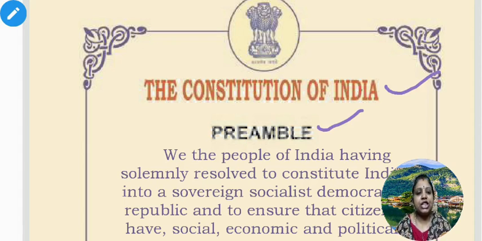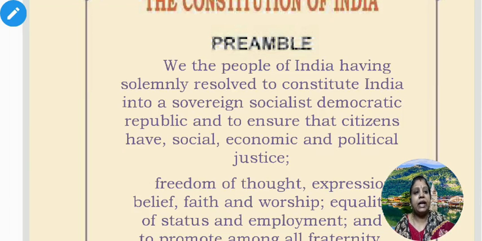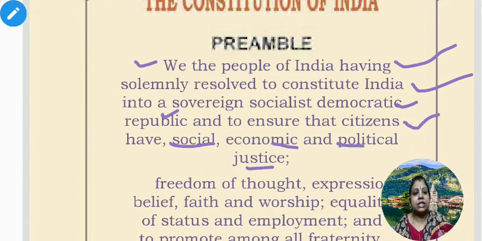So what is mentioned in our preamble? We the people of India, having solemnly resolved to constitute India into a sovereign socialist democratic republic, and to ensure that citizens have social, economic and political justice. So this is the first point you have to remember under the preamble.